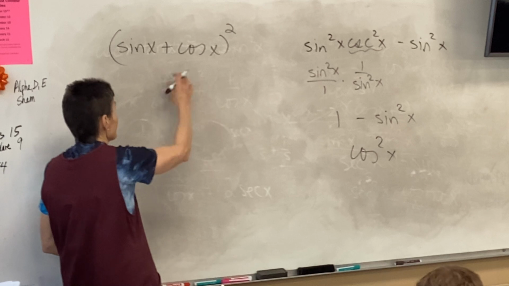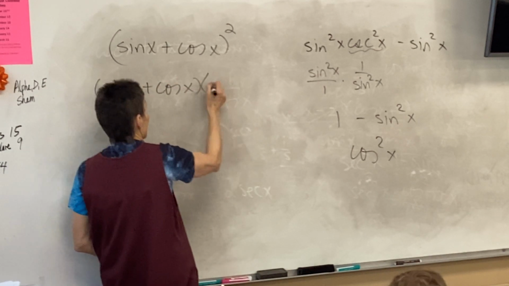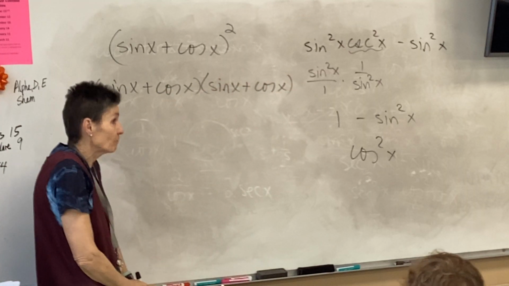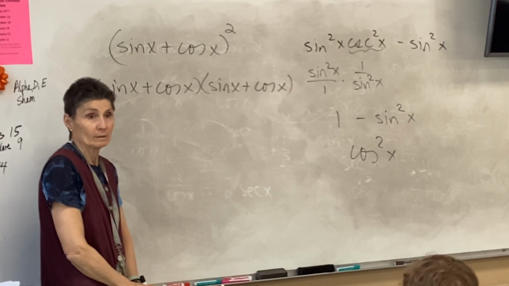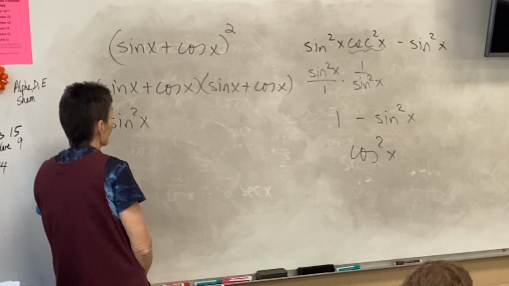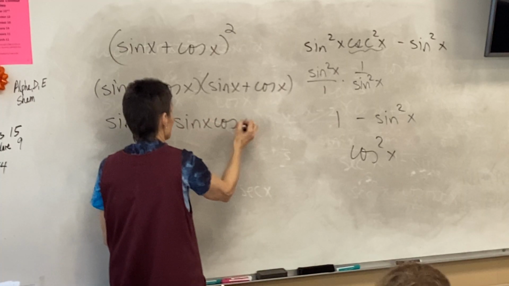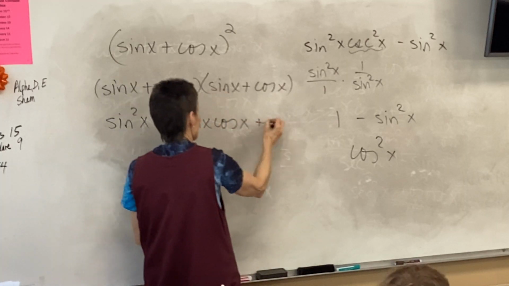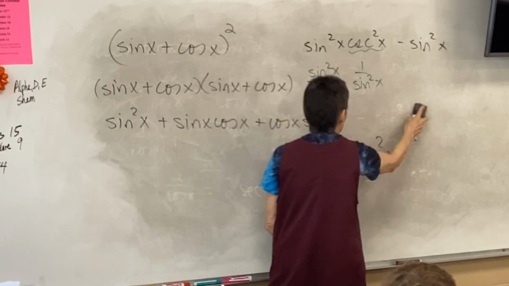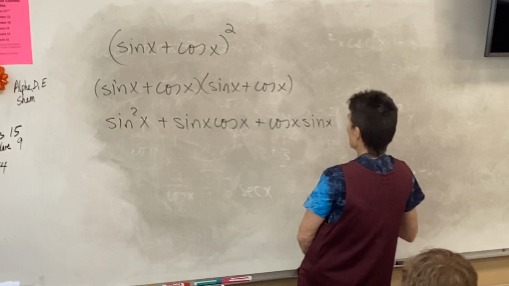Yeah, doesn't this mean sine plus cosine times sine plus cosine? And that's a FOIL, isn't it? A FOIL. So sine times sine is sine squared. Sine cosine. Cosine sine. And what am I left with? Cosine squared.